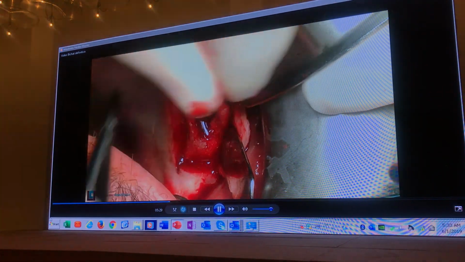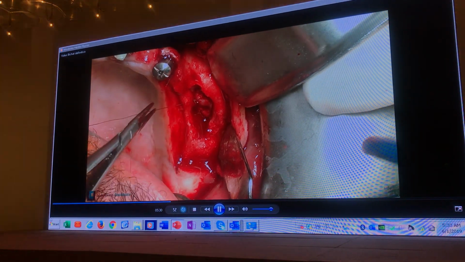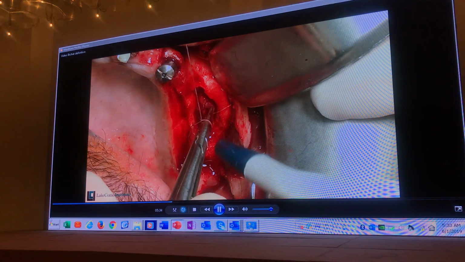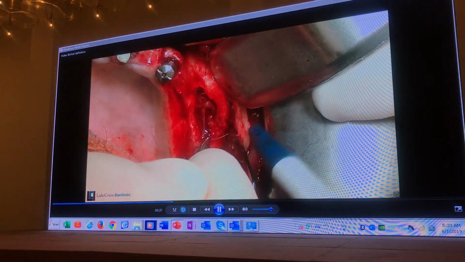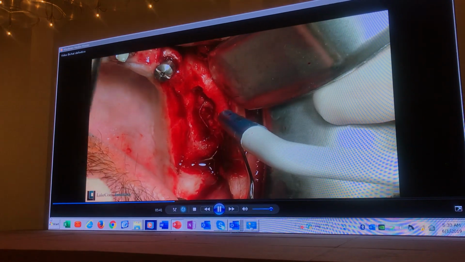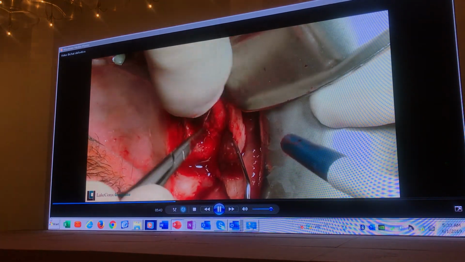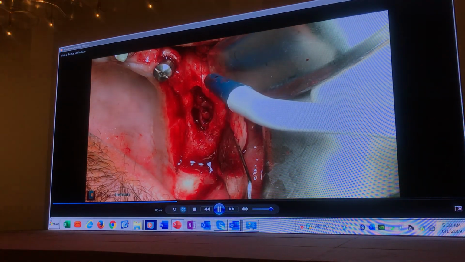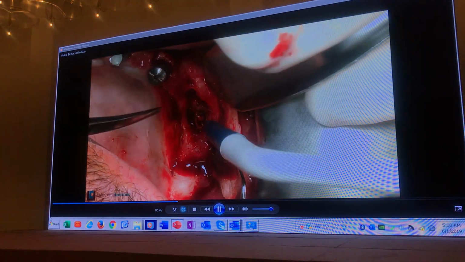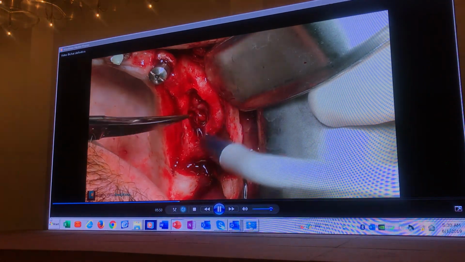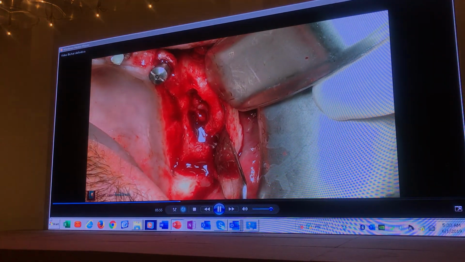So you do a soft tissue closure. If you're really brave on this procedure, you close that soft tissue, elevate the membrane up, graft it, and then close over the top.